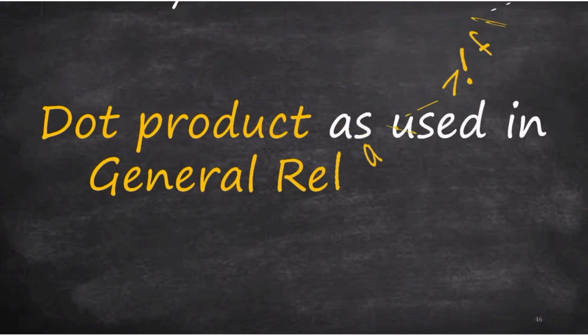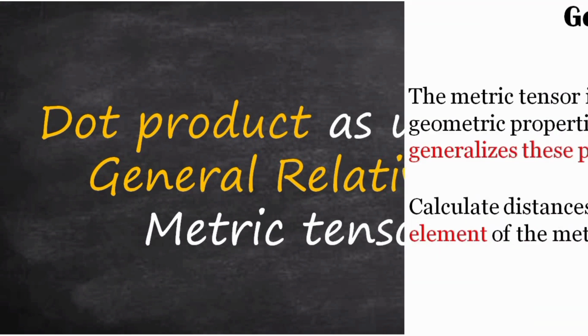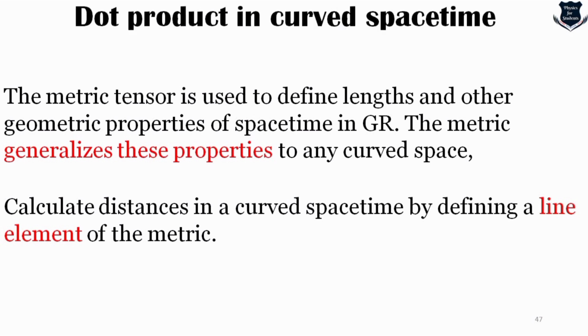Finally, we come to the last part of the video, where we will quickly see how the dot product is used in general relativity, dealing with the metric tensor. So first of all, the metric tensor is used to define lengths and geometric properties. Again, you see the metric generalizes these properties. Remember, what does the dot product do? It measures how one vector moves alongside another vector. That means how similar things are, generalized in another way, right? And it calculates the line element of the matrix.